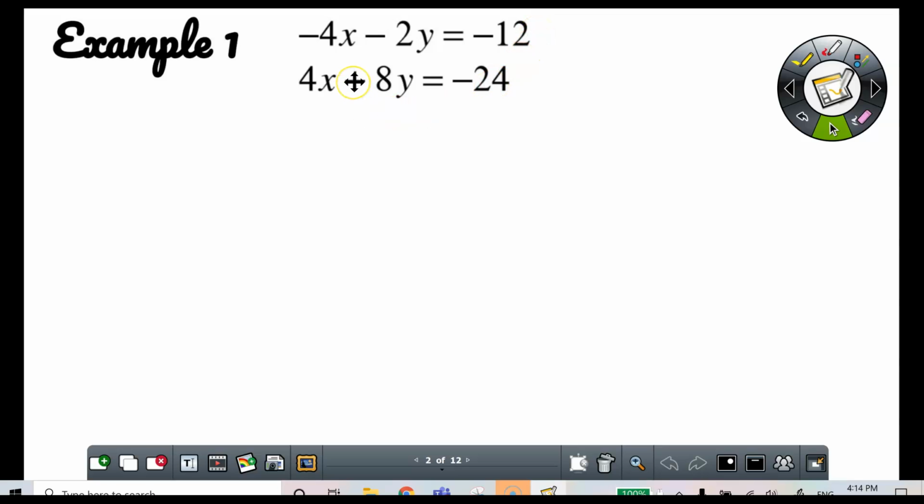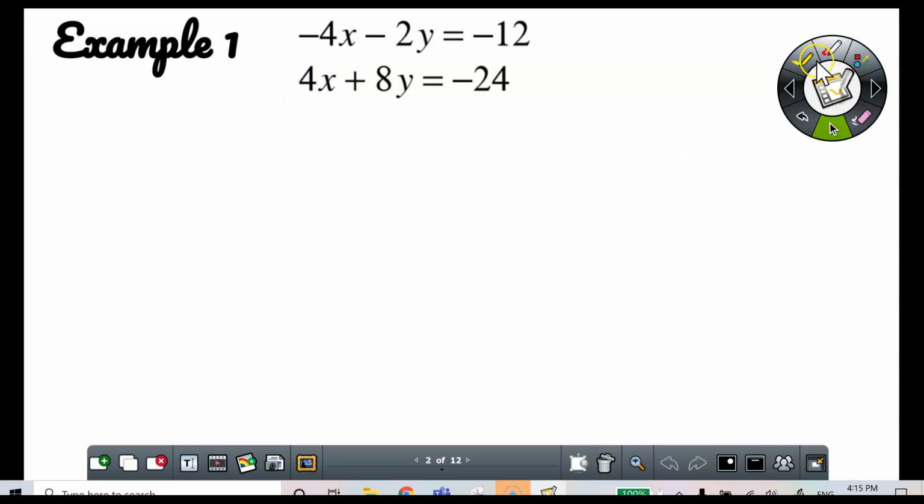Then you're going to observe, to look for the same number in front of the variable. Ignore the sign. And we see that in front of x, you have the same number, 4 and 4. So for this type of problem, we can use the elimination method. So how are you going to do this?